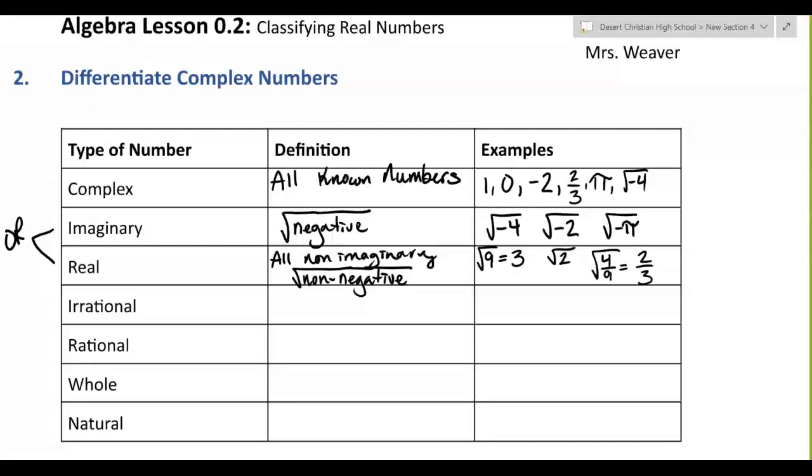Now, we'll look at how we take these square roots in a separate lesson. I don't expect you to do this math. I just want us to recognize the numbers. Okay. So all of our non-imaginary numbers or a negative number, so -3 and so forth. Then, of our real numbers, all those numbers can either be irrational or rational.